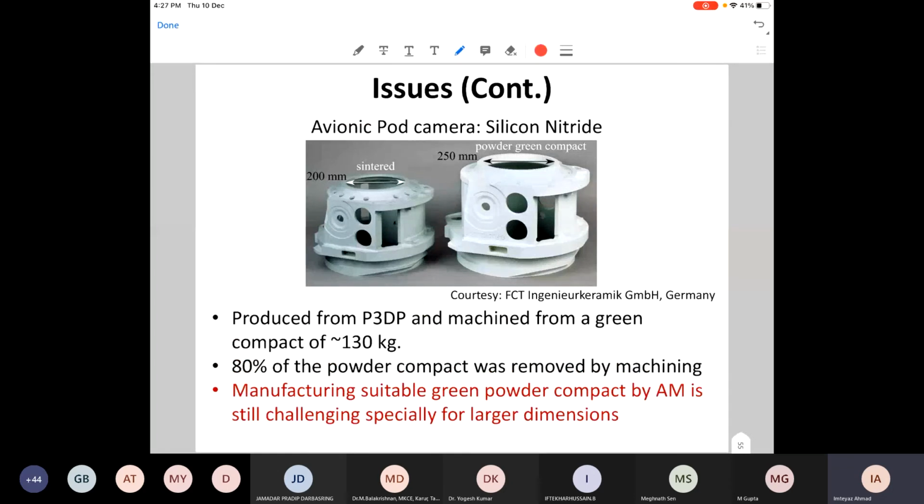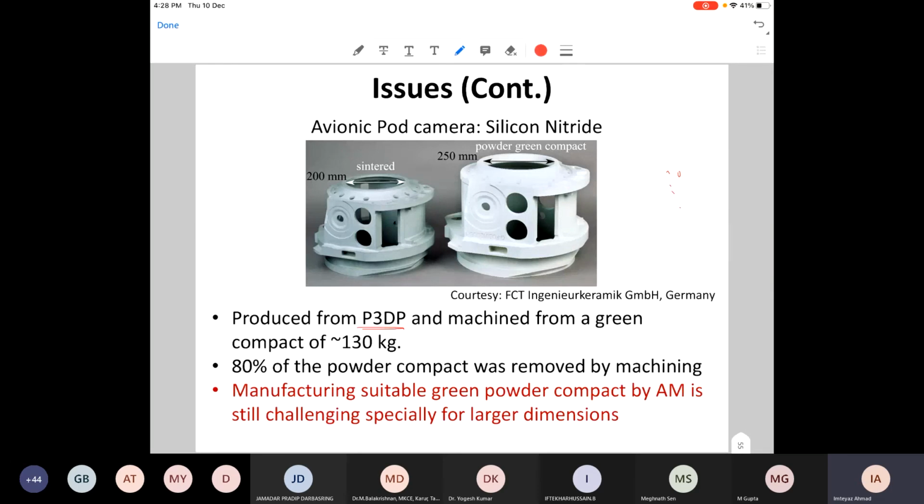Here's another example of an avionic pod camera, which was produced by 3DP. Now, after getting the product, the reason is, again, in 3DP you use a binder to make the product from a powder bed. So you get a lot of adhered powders to the product, and also the surface is not at all good. So you need to machine a lot of things before you can get a green finished product. Green finished product that has to be sintered later.